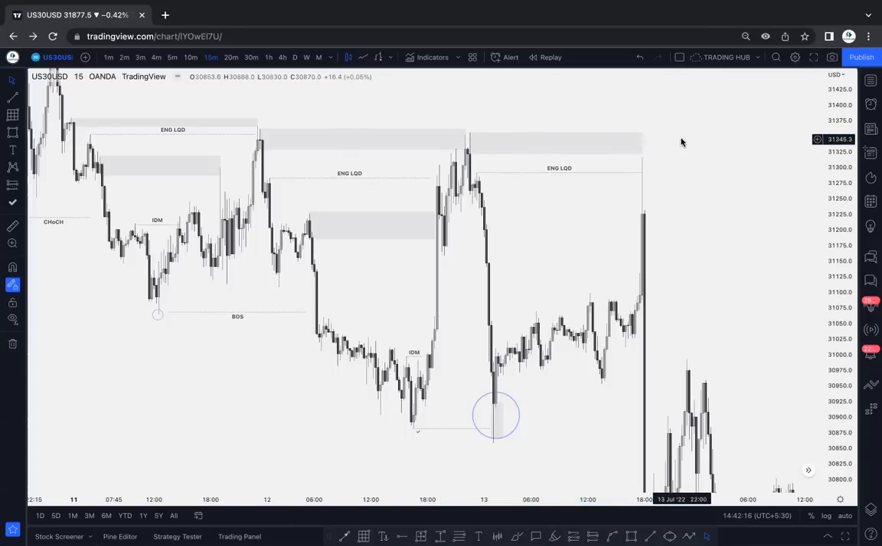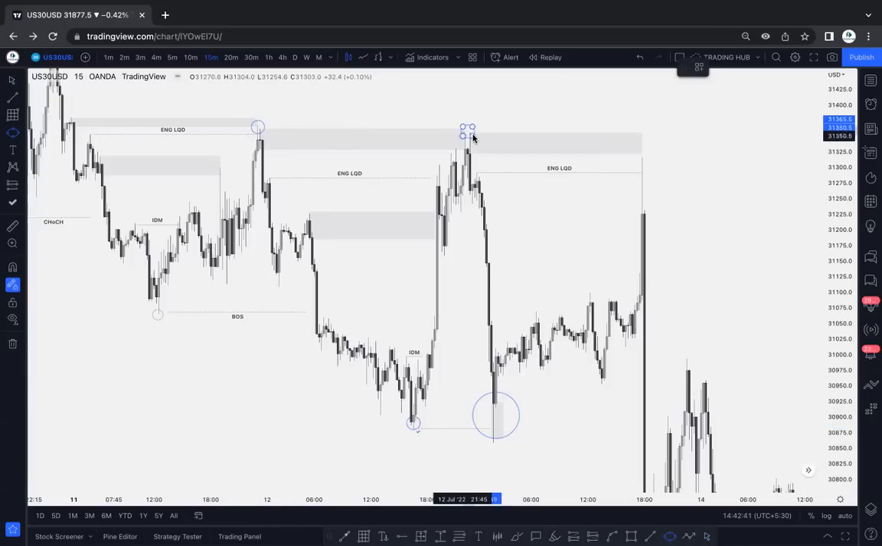Sometimes, psychologically, I'm afraid to sell here because I see all this liquidity, so I'm scared to take the trade. Actually, first thing, you have to mark the correct structure. Once you mark the correct structure, then you don't need to be afraid here.